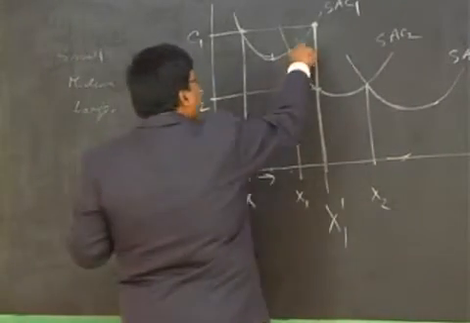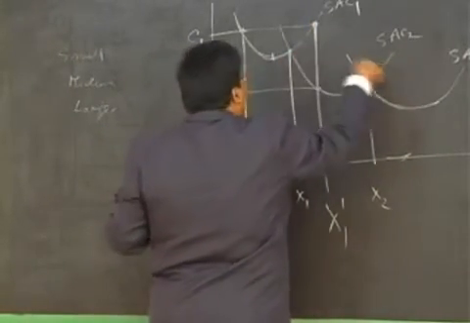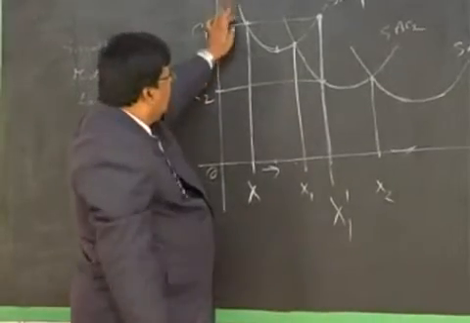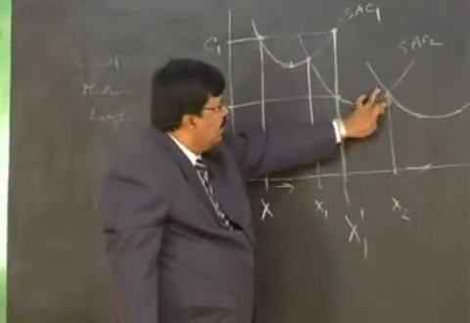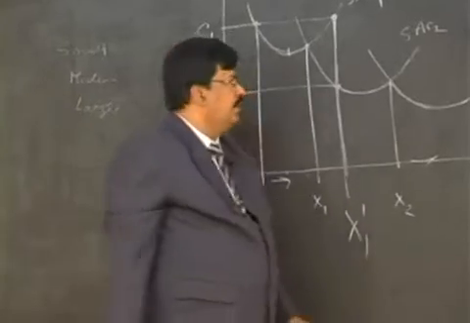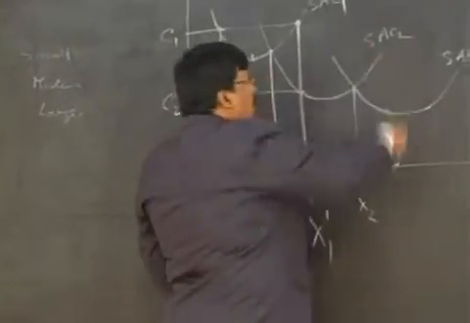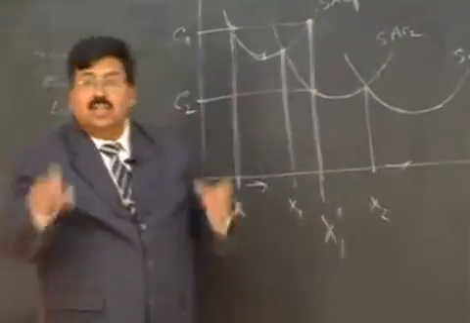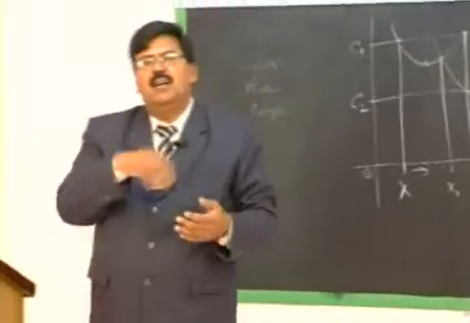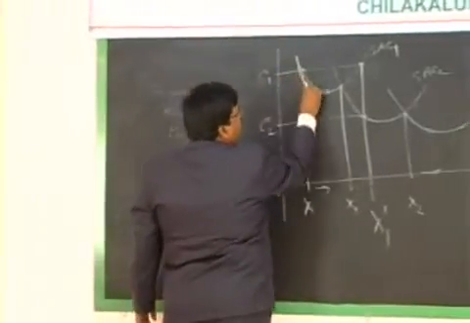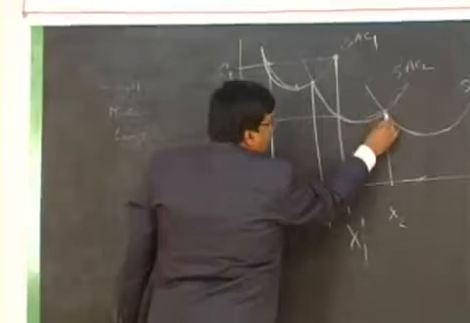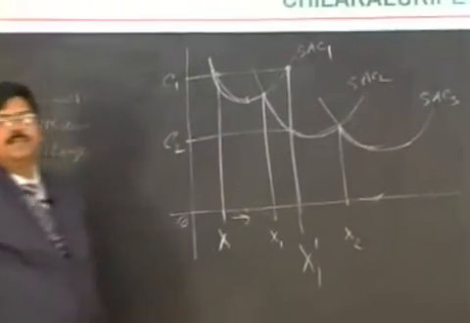He has no relevance for this. In the short run he will operate, and in the long run, these are the relevant portions. So in the long run, this will not be there. In the short run, he has to operate, but in the long run, what is relevant for this individual is the heavily shaded line like this, called LAC.